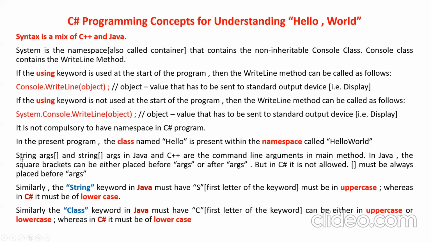Here in string, S is capital in Java, whereas here it is small. The location of the square brackets can be changed, either before args or after args, but in C sharp, compulsorily before args. In the class keyword, the C in Java is either uppercase or lowercase, but in C sharp, the first letter of the keyword class, C, must be compulsory in lowercase. Similarly, in Java the main method's first letter M must be in lowercase. In C sharp, it must be in uppercase. Changing any one of these things will give you an error.